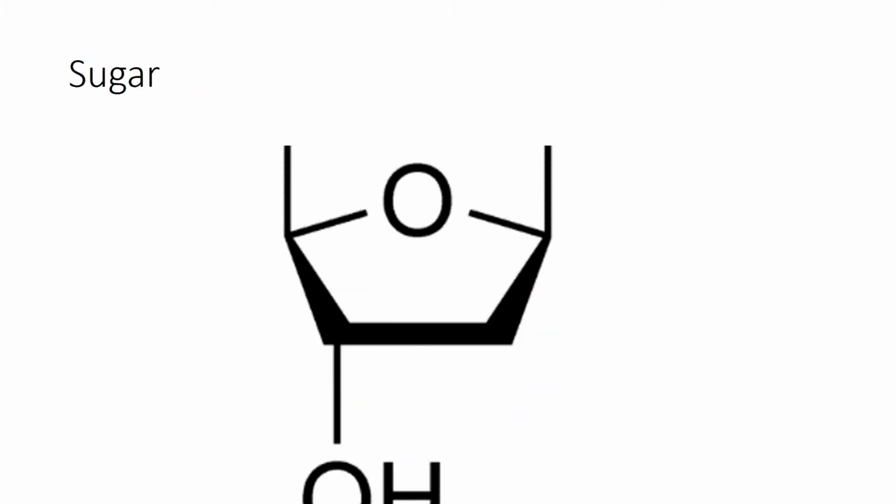Now we come to one component in detail. The first component is the sugar of the nucleotide, right? So the sugar which is present in the nucleotide is a pentose sugar.